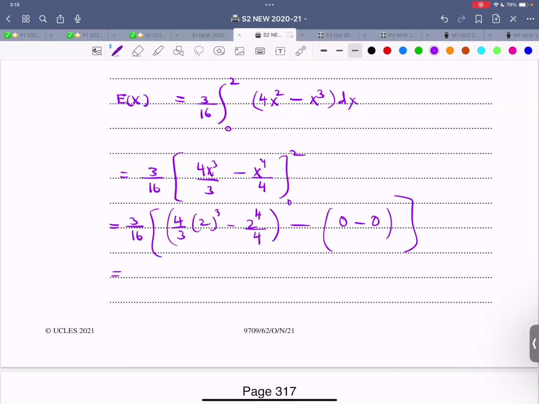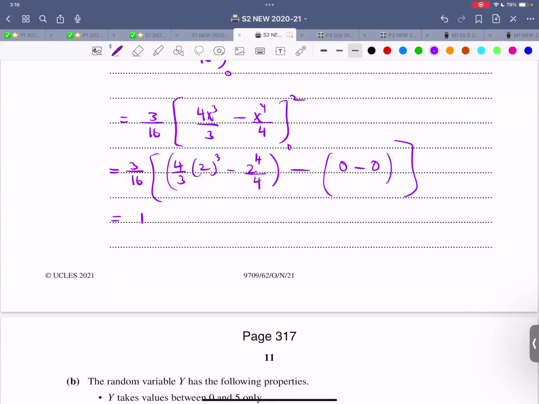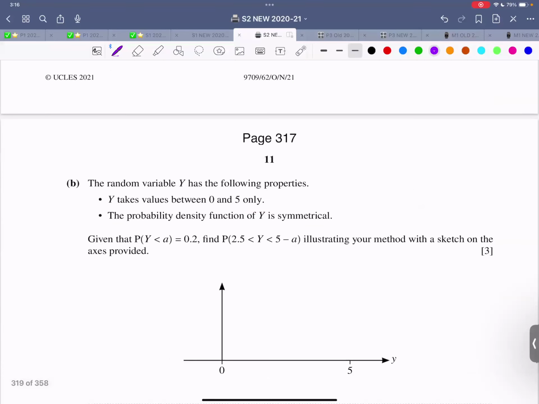So this answer, let me just go back to the calculator, and this thing is done. And this is coming out to be 5 over 4, 1.25. That is the answer for the expected value, the expectation.